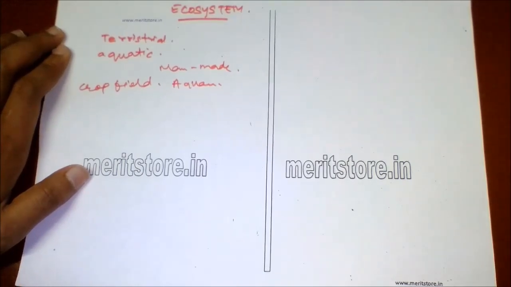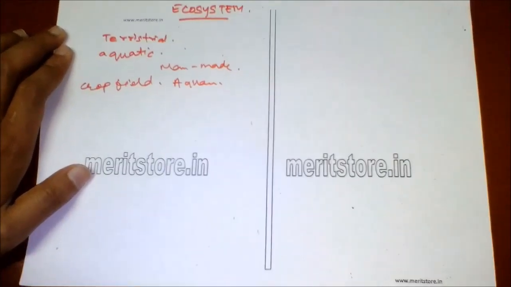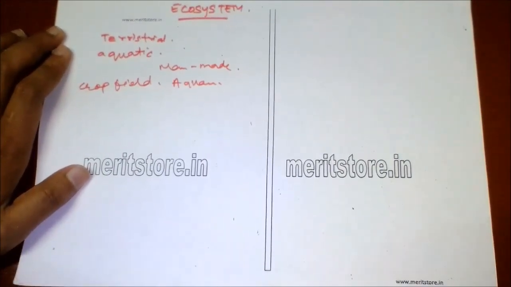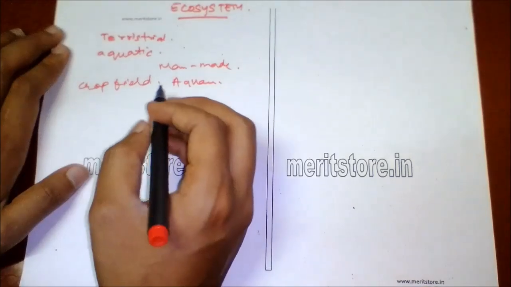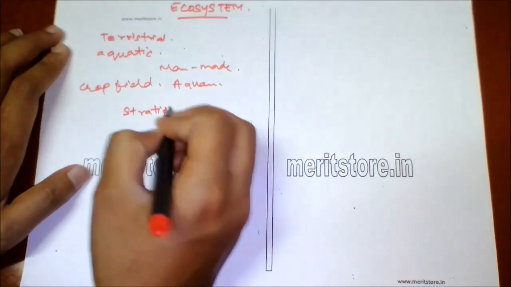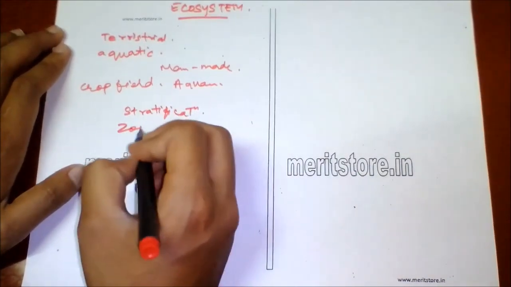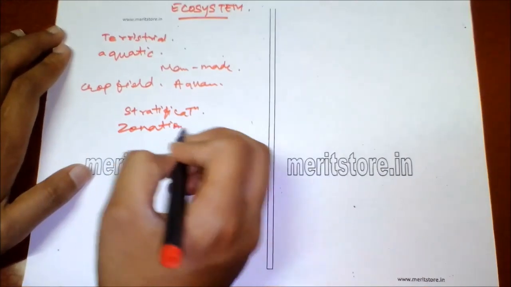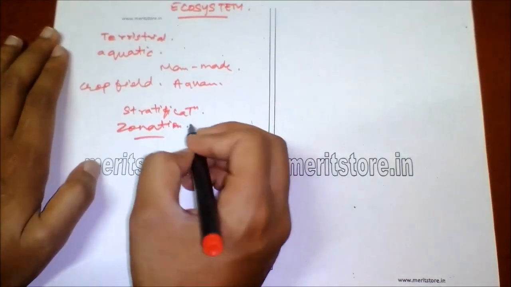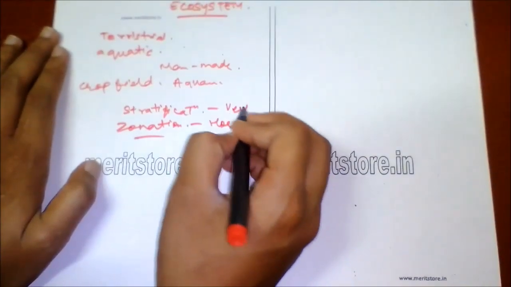So in an ecosystem, the structure and functions, interaction between biotic and abiotic components result in physical and structural characteristics. So there are stratification, species occupying vertical distribution, and there is zonation. These two terms you have to know. Zonation is horizontal distribution and stratification is vertical distribution.